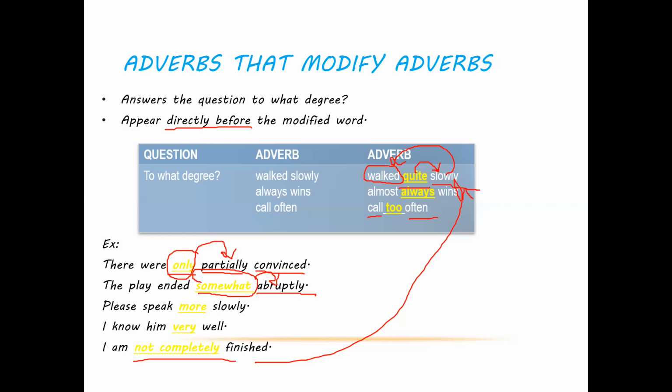The steak tastes very good. Yun! The steak tastes. So we use the sensory verb taste. The steak tastes very good. Not just good, very good. Okay. Very good ka din. Okay. May nag-send ng example dito sa Zoom.